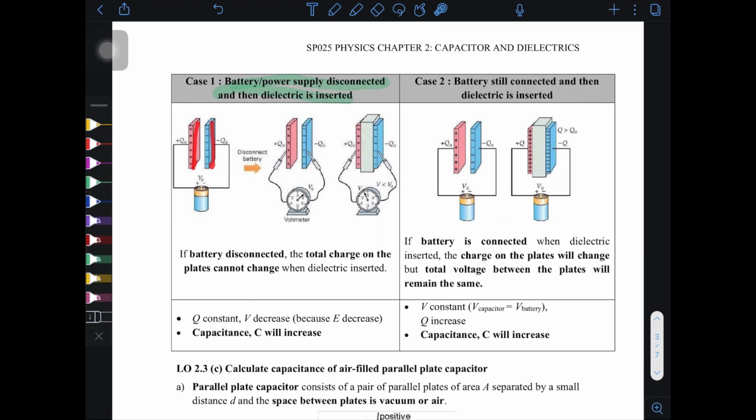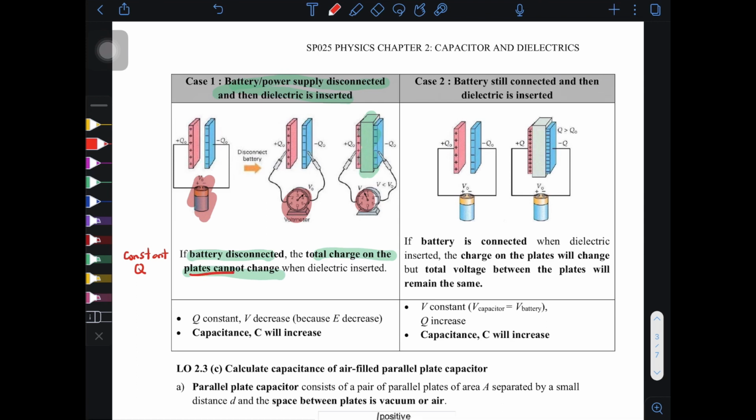So pada asalnya kita ada capacitor dan kita connected to the power supply ataupun battery. Tapi tengah-tengah kita ni kosong. Then kita buang kita punya battery ni, we remove the battery and we insert a dielectric. So kita dah remove battery, kita masukkan dielectric dekat tengah-tengah ni. So what will happen? Okay, point yang pertama, if battery is disconnected, total charge on the plates cannot change.